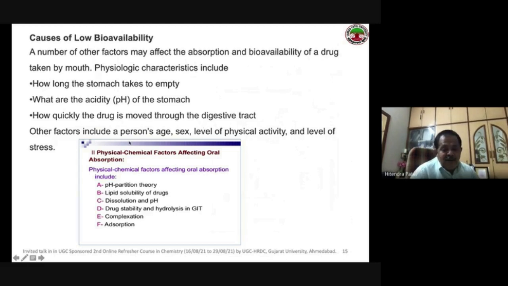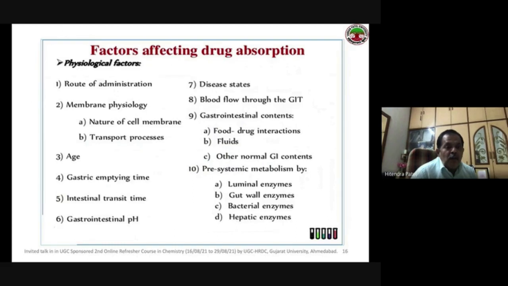So friends, here you can see the physical chemical factors affecting the oral absorption. As I already explained, the pH partition theory, as well as the lipid solubility of a drug, and the dissolution, and the pH, and the drug stability, and the hydrolysis in the gastrointestinal tract, and the complexation, and then the absorption. So these are the physical chemical factors which are affecting the oral absorption.